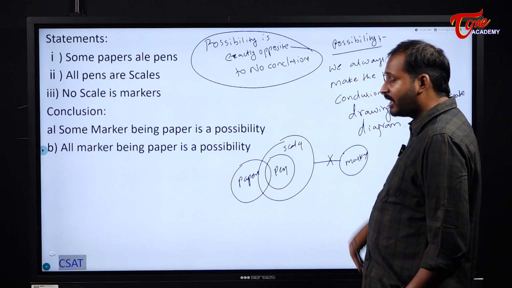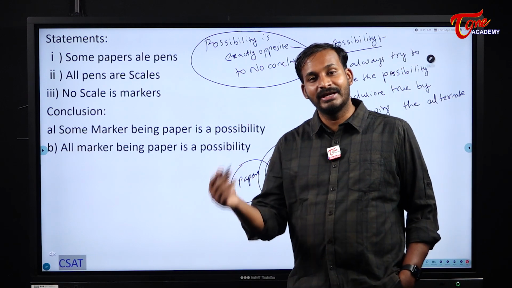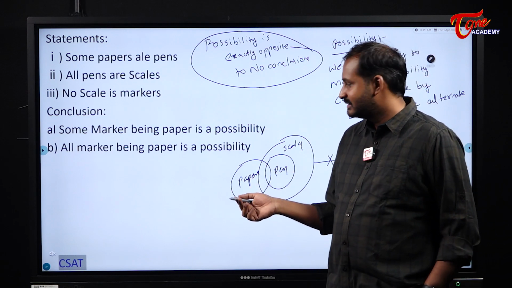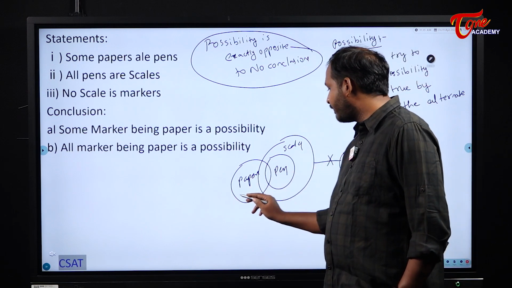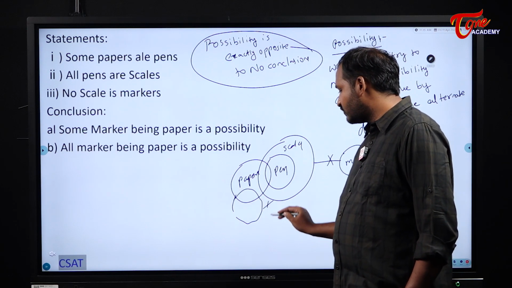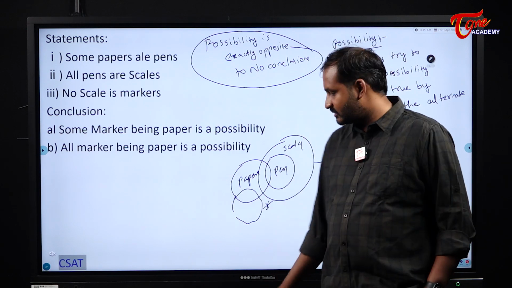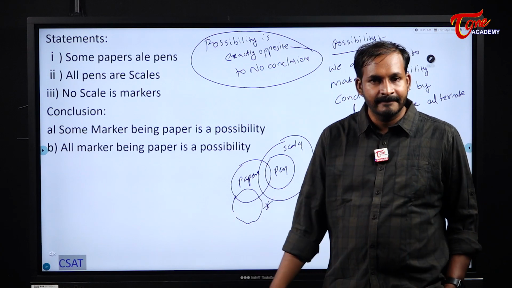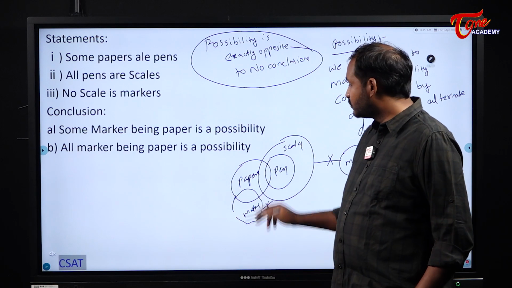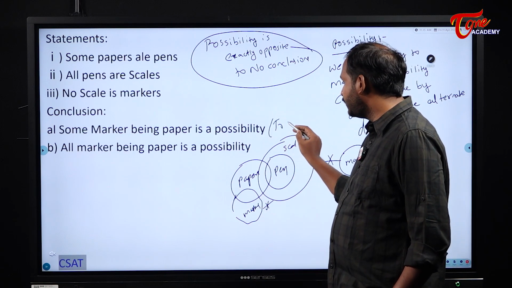But as I told you just now, we will try to make it true by drawing an alternate diagram. So now what can I draw? I can draw the marker with the paper. Is it intersecting with scales? No, still it is not intersecting with scales. So I can draw the marker with paper. It is a possibility only, right? So this will become true for me.